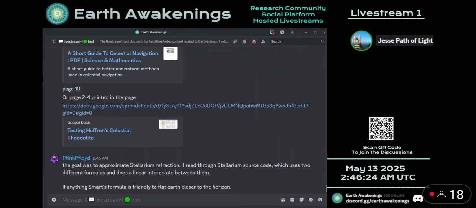Oh, and I found the source for the refraction angle thing. It was from a book titled something about celestial refraction. I gave you a link. Or about celestial navigation. A Short Guide to Celestial Navigation.